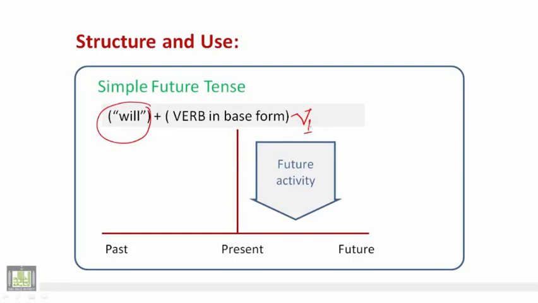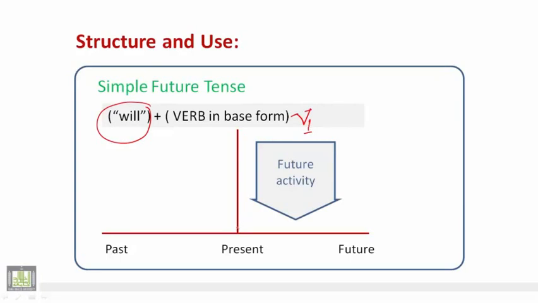Now, with all pronouns, we use the same auxiliary verb, which is will plus verb 1. So it doesn't matter if you are talking about they, we, you, he, she, it, or I. We use the same auxiliary verb, which is will. Now, we use this tense to talk about a decision that we've just made now about the future.